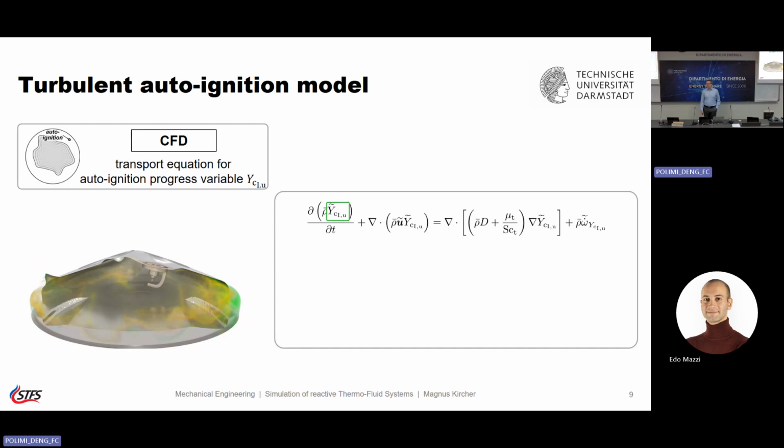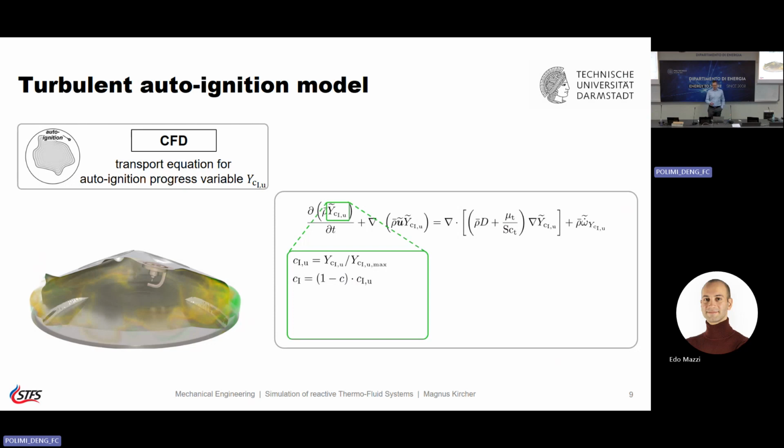For the turbulent autoignition, there's a second progress variable, the autoignition progress variable, where again a transport equation is solved. And now we need to process this autoignition progress variable further. It is first normalized, and then in the second step, we take into account the turbulent flame propagation and end up with the normalized progress variable CI.